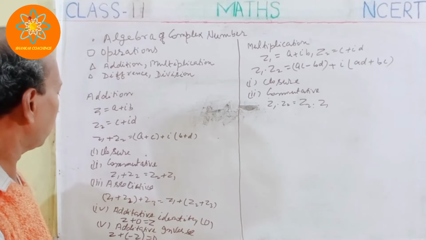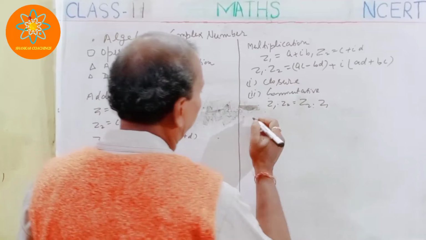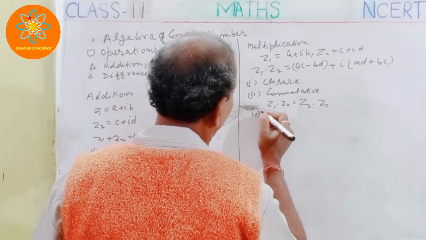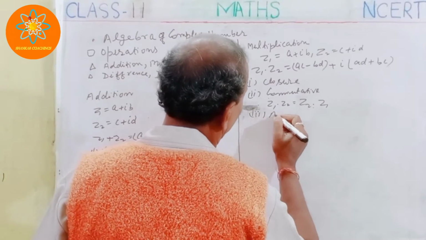Okay. Now come to the third one, that is the associative property. The third one is your associative property.